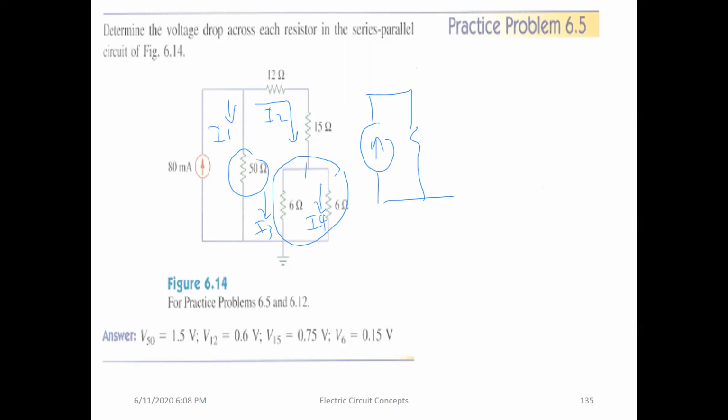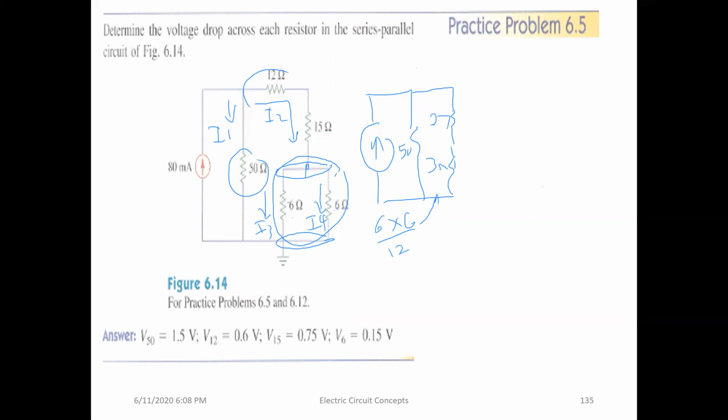To find I2 in this branch, I have to combine the 12 and the 15, and also combine the 6 and the 6. The 12 and the 15 are in series, so they combine into one value, which is 27 ohm. The 6 and the 6 are in parallel because they share the two points, and also the current is going to split. I2 is coming in, and it's going to split into I3 and I4. Since they are equal values, it will be 6 over 2, which is 3 ohm. Or you could say 6 times 6 over 12. Same thing, the product over the sum gives you the same answer, 3 ohms.